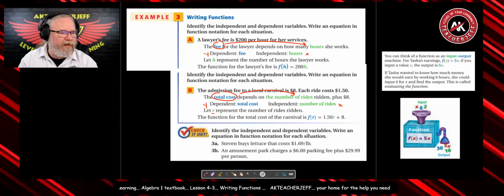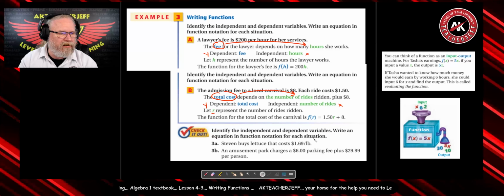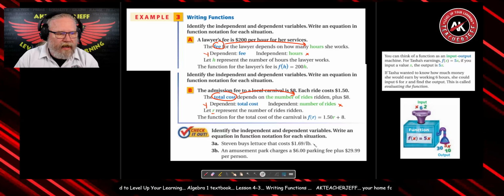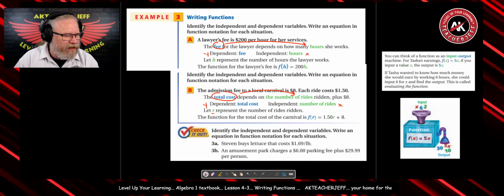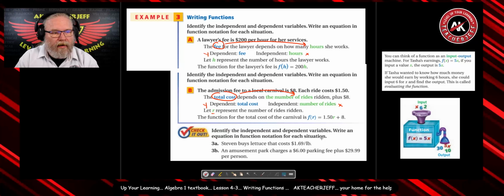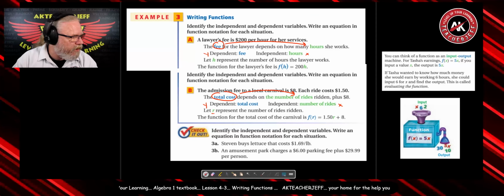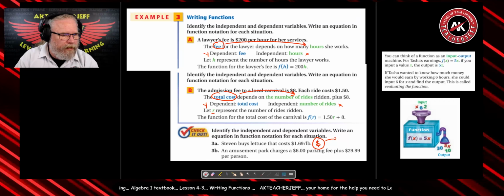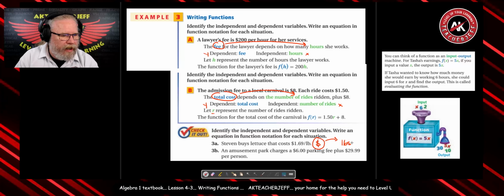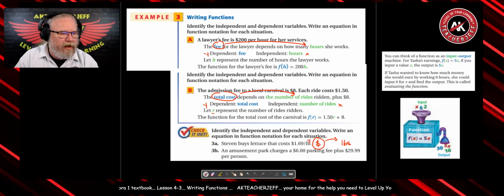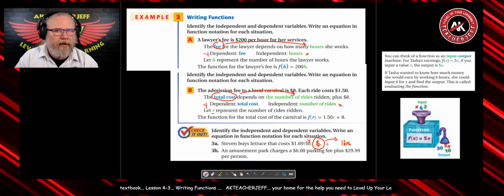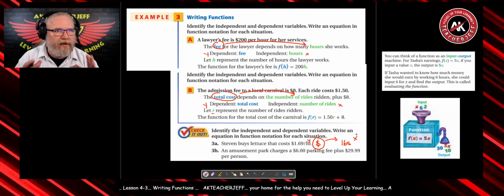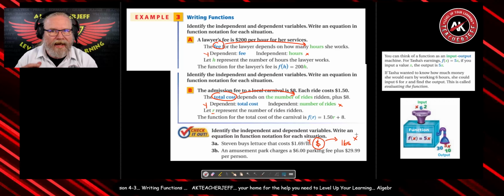So identify the independent and dependent variables, write an equation in function notation in each situation. Stephen buys lettuce that costs $1.69 a pound. So the amount of money that Stephen spends is going to depend on how many pounds that he buys. So in this case, the amount of money is going to depend on the number of pounds, LBS. So this is our y value, our dependent variable, and this is our x value, our independent variable. I really do picture the d hanging on the y and the I hanging on the x in this case.